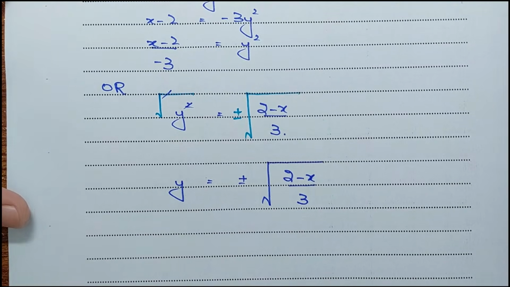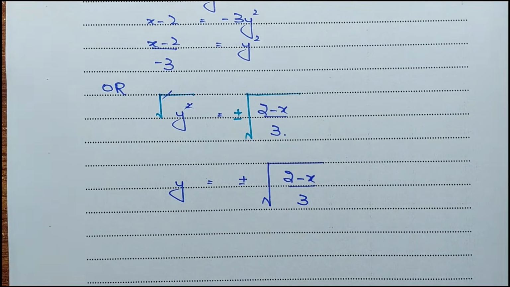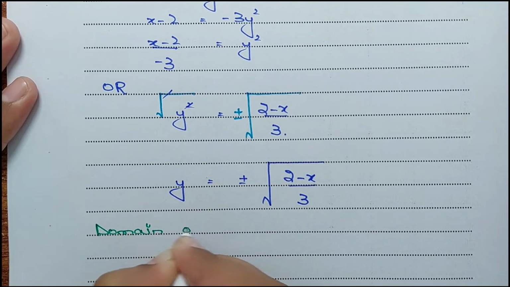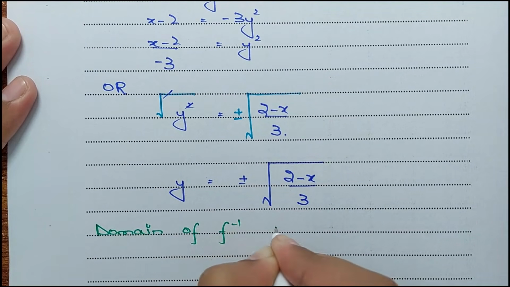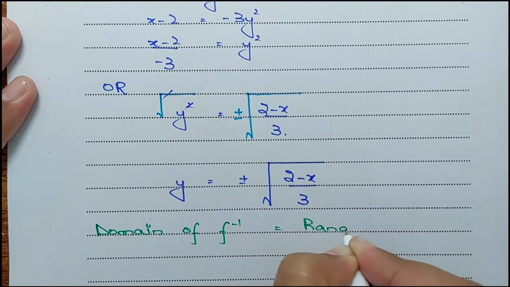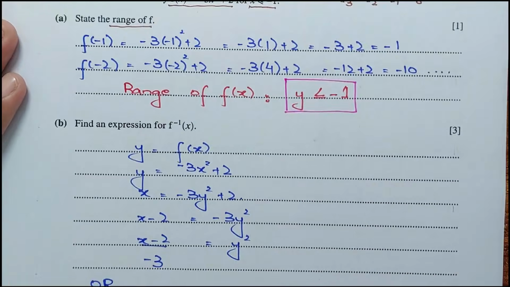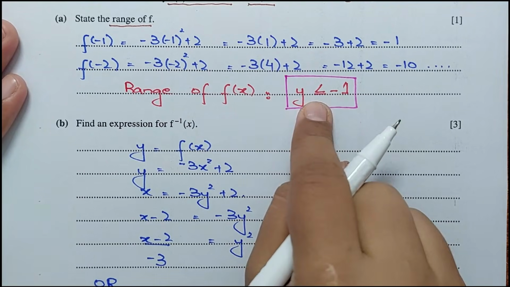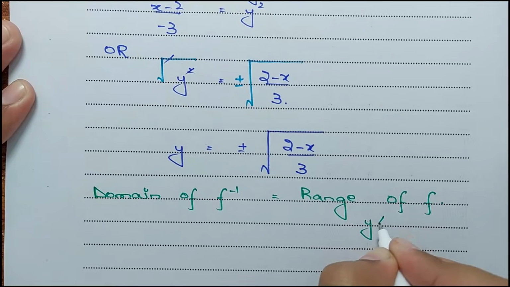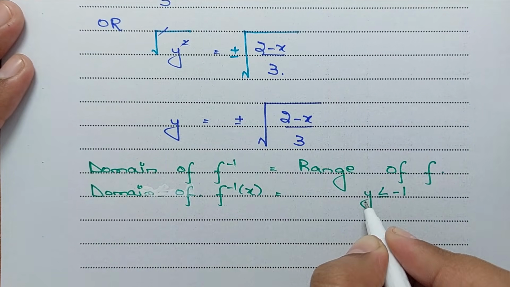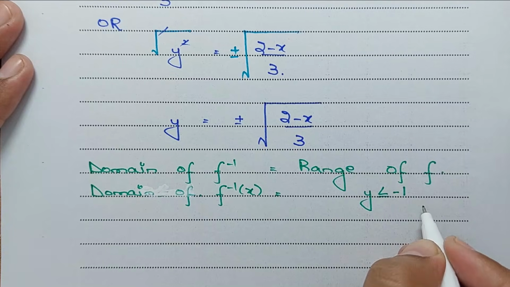So as we know that the domain of f inverse is basically the range of f. So we have done the range of f, that it should be less than or equal to -1. This is the range of f. Range of f is y less than or equal to -1. Now the domain of f inverse should be y values less than or equal to -1.